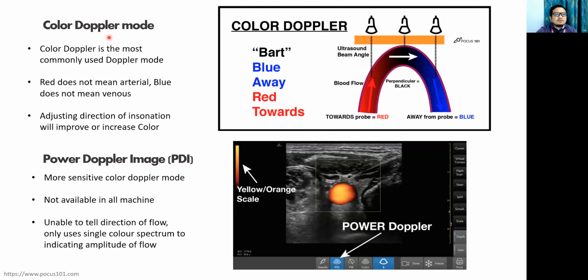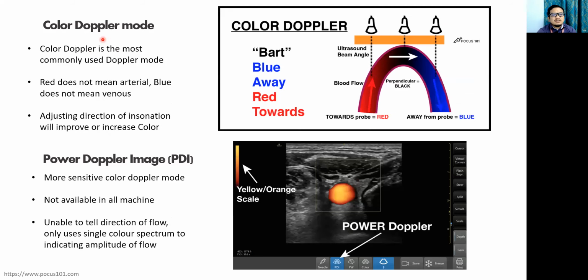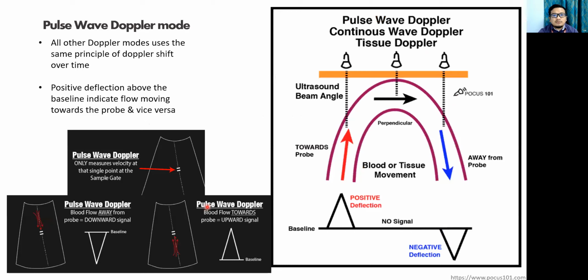Color Doppler mode is the study of the movement of fluid inside the structure. Color Doppler mode is the most commonly used Doppler mode. Red does not mean arterial, blue does not mean venous. It's mainly showing the direction of the flow in relation to the probe. Power Doppler is a more sensitive color Doppler mode, not available in all machines, and unable to tell direction of flow. It only uses a single color spectrum to indicate amplitude of flow.